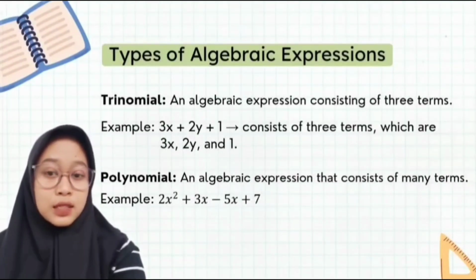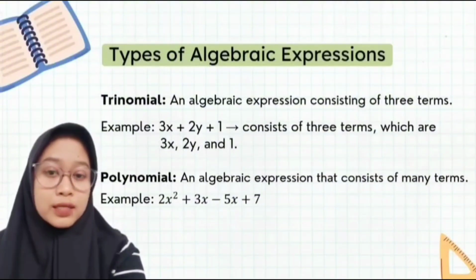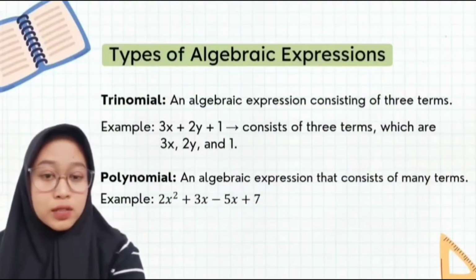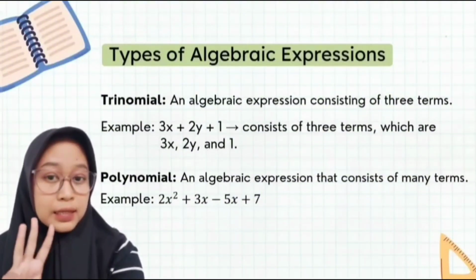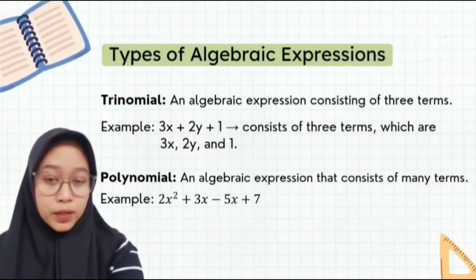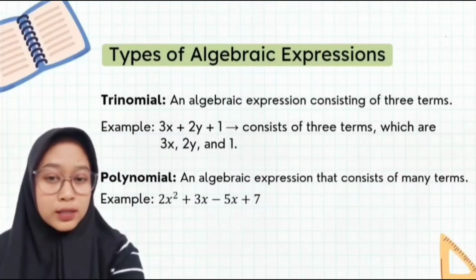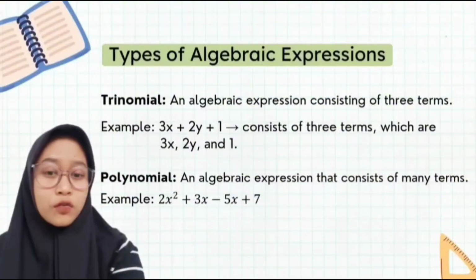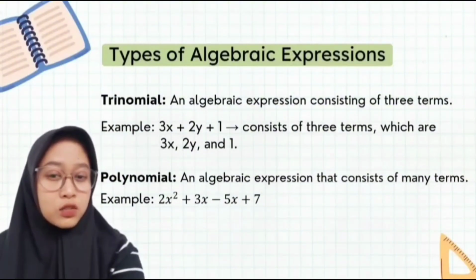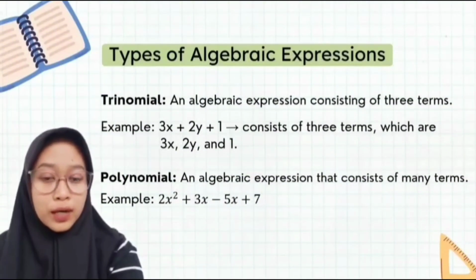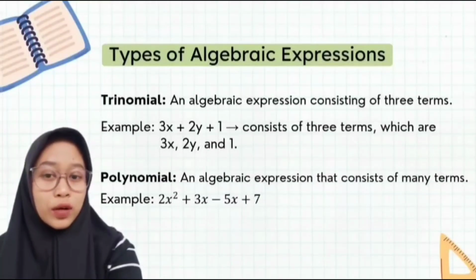Number 3 is trinomial. A trinomial is an algebra expression consisting of three terms. For example, 3x plus 2y plus 1. So it consists of three terms which are 3x, 2y, and then 1.